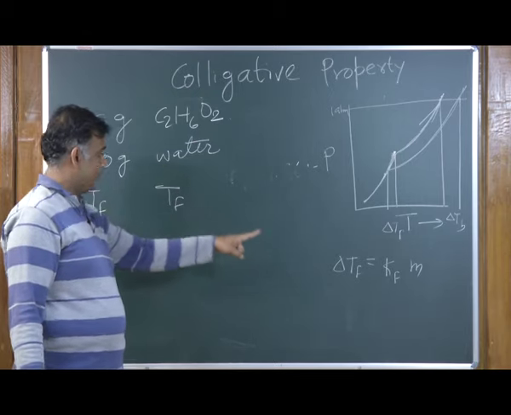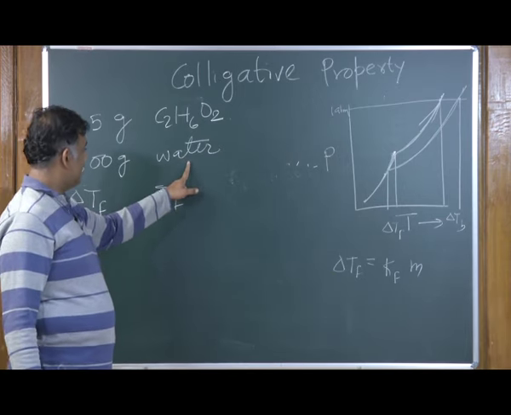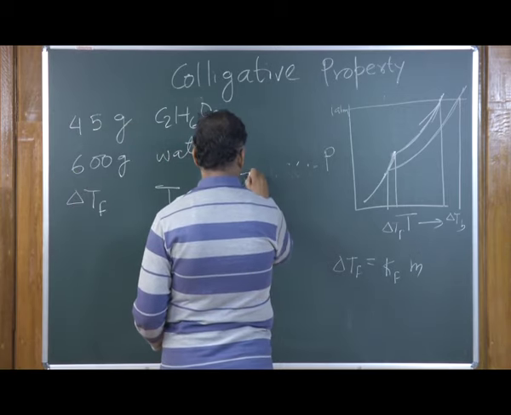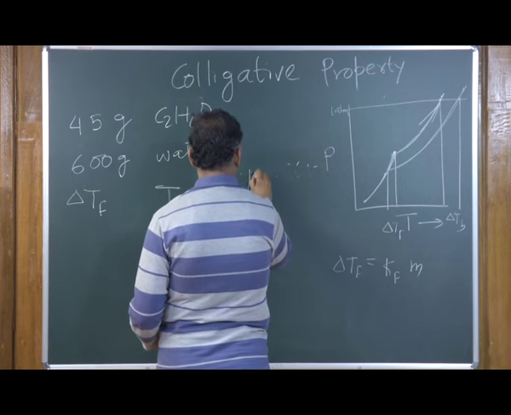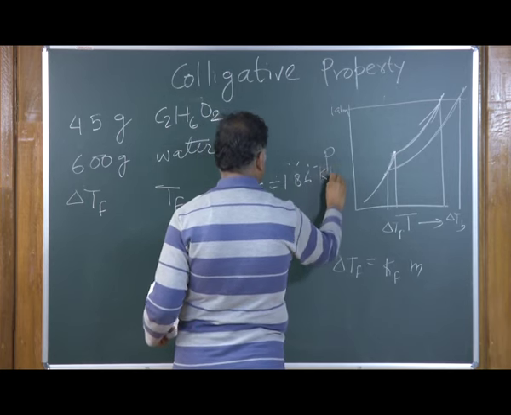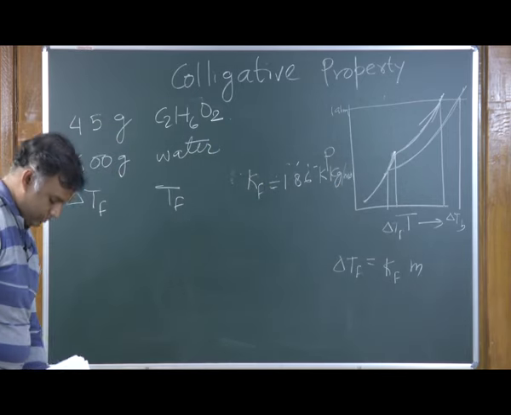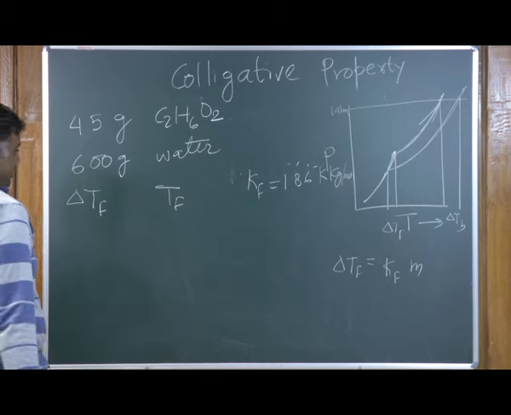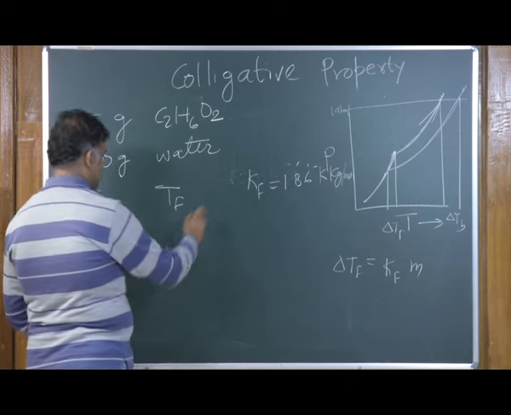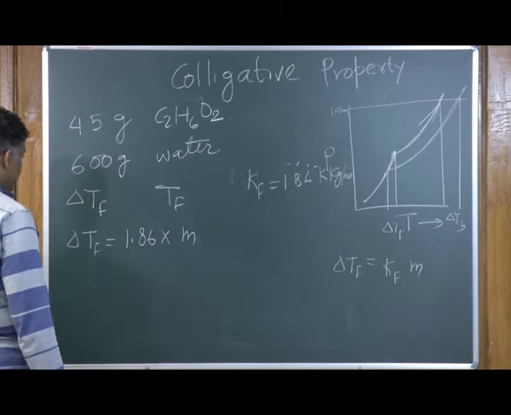because we need the freezing point depression constant only for the solvent, and that is given in this table. Kf for water is 1.86 Kelvin kg per mole. Okay, so now I have all the information as required. So delta Tf, that's what we need to calculate, which is equal to this constant multiplied by molal concentration, and we need to calculate the molal concentration.